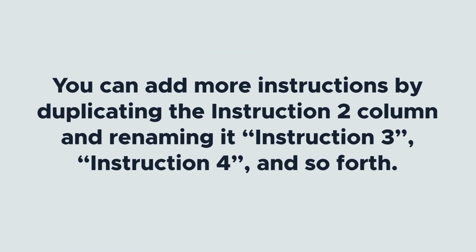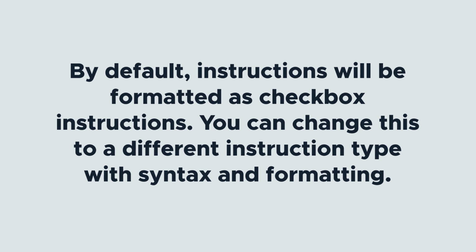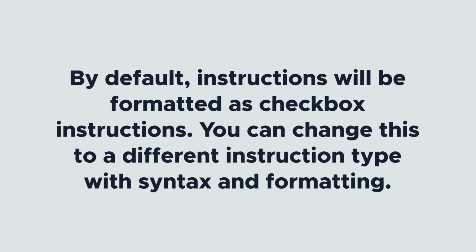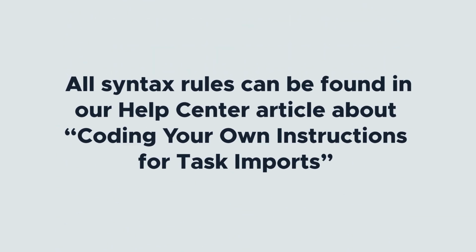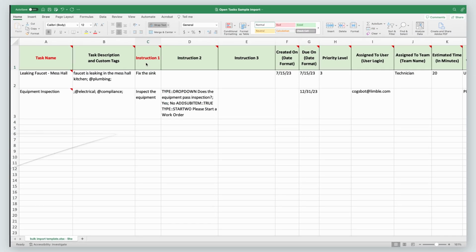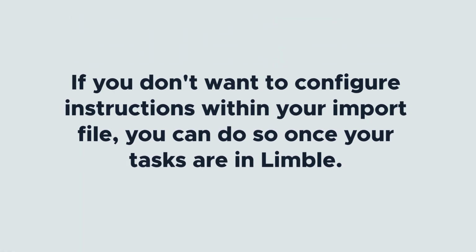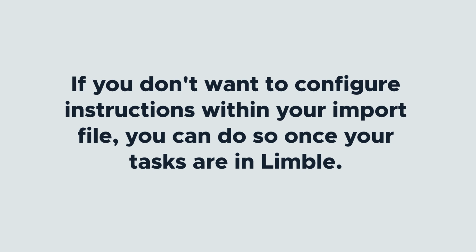You can add more instructions by duplicating the instruction 2 column and renaming it Instruction 3, Instruction 4, and so forth. By default, instructions will be formatted as checkbox instructions. You can change this to a different instruction type with syntax and formatting. All syntax rules can be found in our Help Center article about coding your own instructions for task imports, which can be quickly accessed by clicking on the Instruction 1 field. Otherwise, you can opt to edit your instructions once your tasks have been imported into Limble.